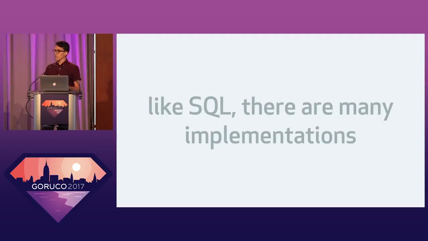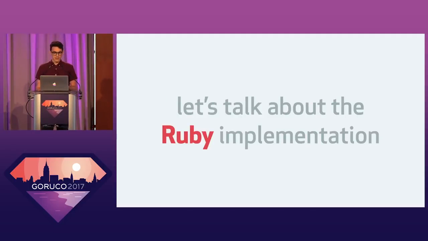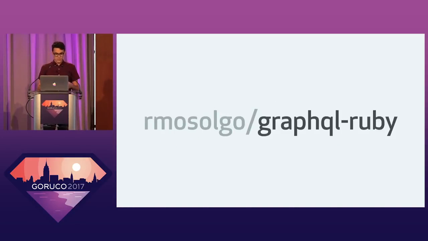And like SQL, there are many different implementations. Today I want to talk about the Ruby one, because this particular application is a Rails app and this is GORUCO. The de facto gem for GraphQL is aptly named GraphQL Ruby. It's created by Rob Masalgo, and it allows us to define our GraphQL schemas in Ruby.